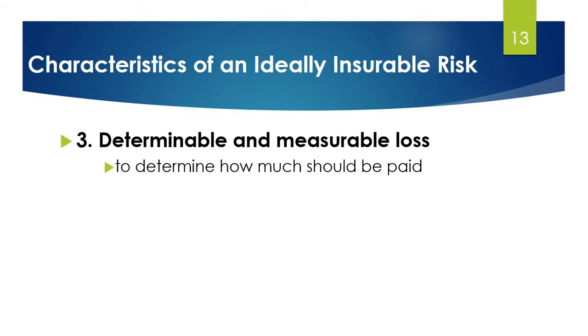The third characteristic of an ideally insurable risk is that the loss should be determinable and measurable. In case of life insurance, the insurance company can easily determine and measure the losses because they know the average life expectancy of a population.